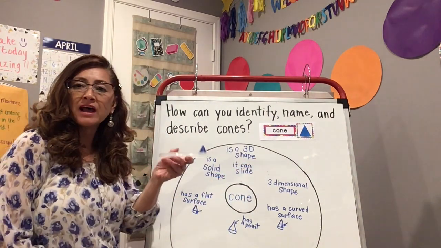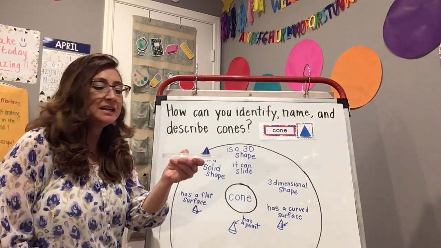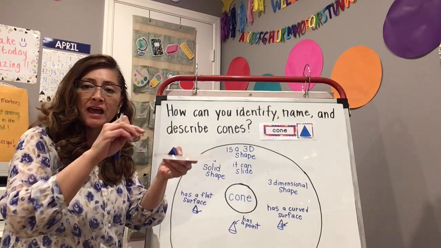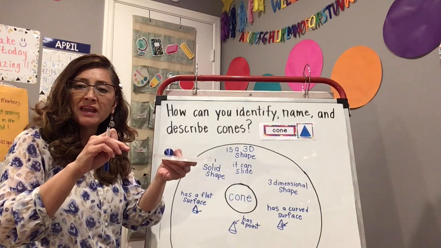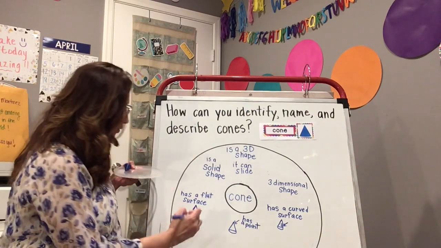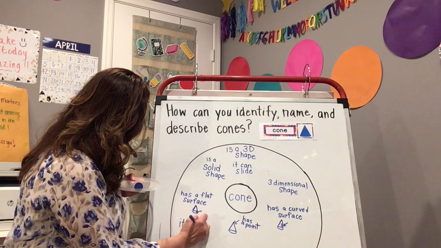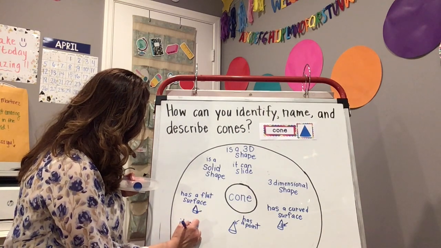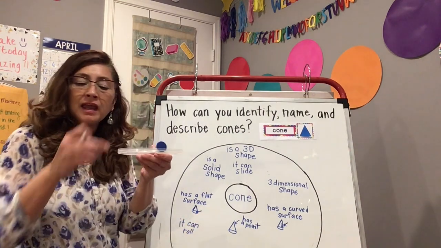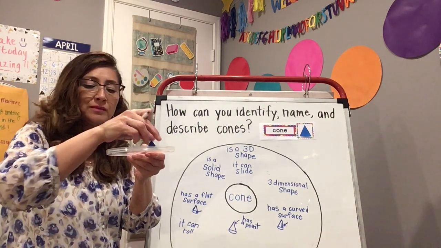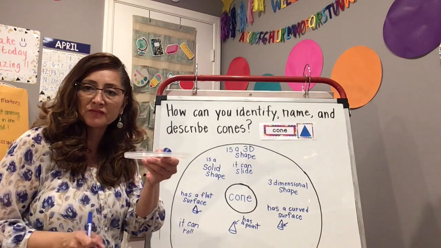Okay. Now what else do you remember? Yes, that's right. A cone can roll. It can roll. How do you know a cone can roll? Yes, that's right, because it has a curved surface.